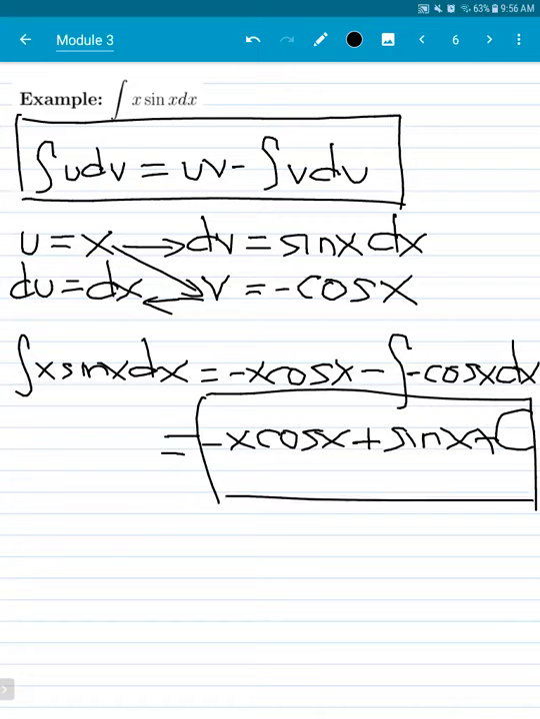You can check, try to differentiate the answer, you will be getting the integrand here. Are there any questions? Okay, none. So let's proceed to the next.